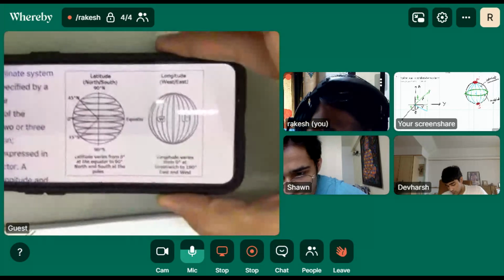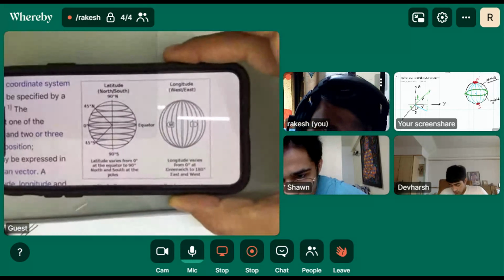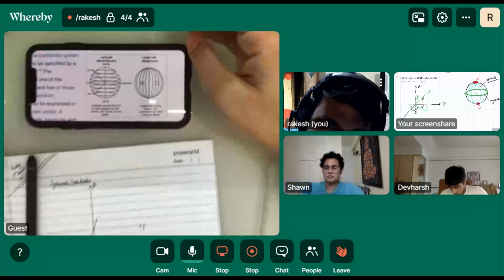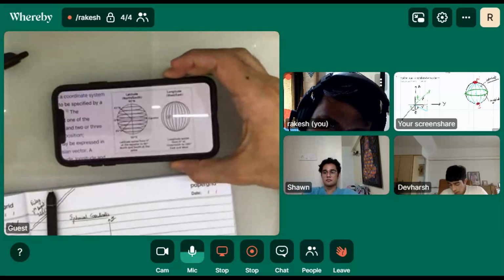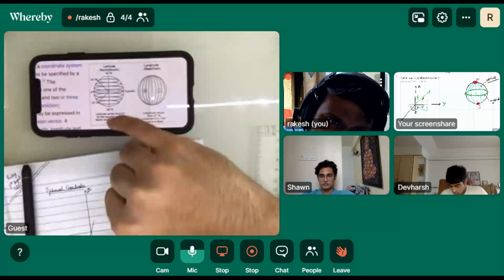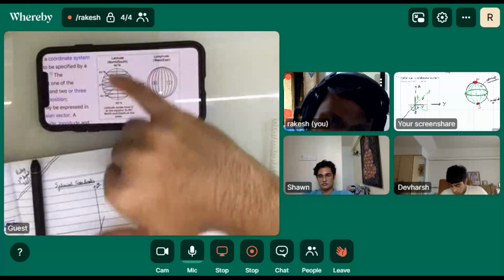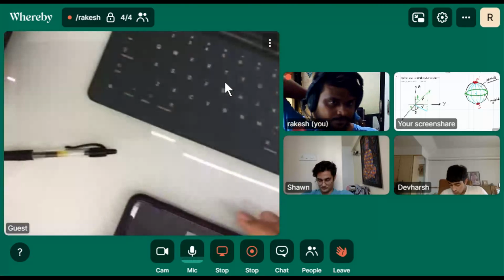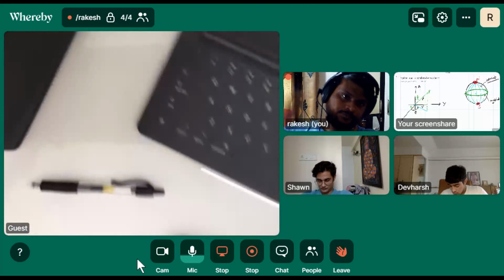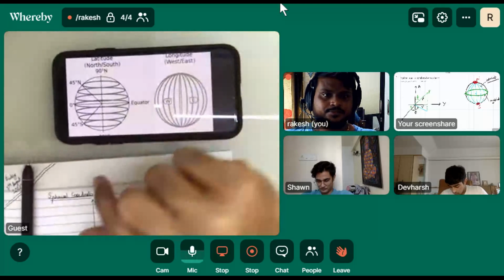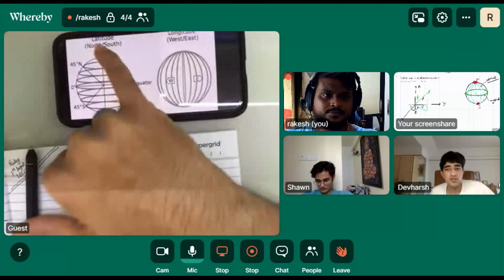Yeah, so this latitude is from horizontal. They are showing north to south. So latitude is north to south, no? And longitude... So what do they mean when they say pole to pole? Is it visible? Yeah, it's visible. It is from pole to pole.